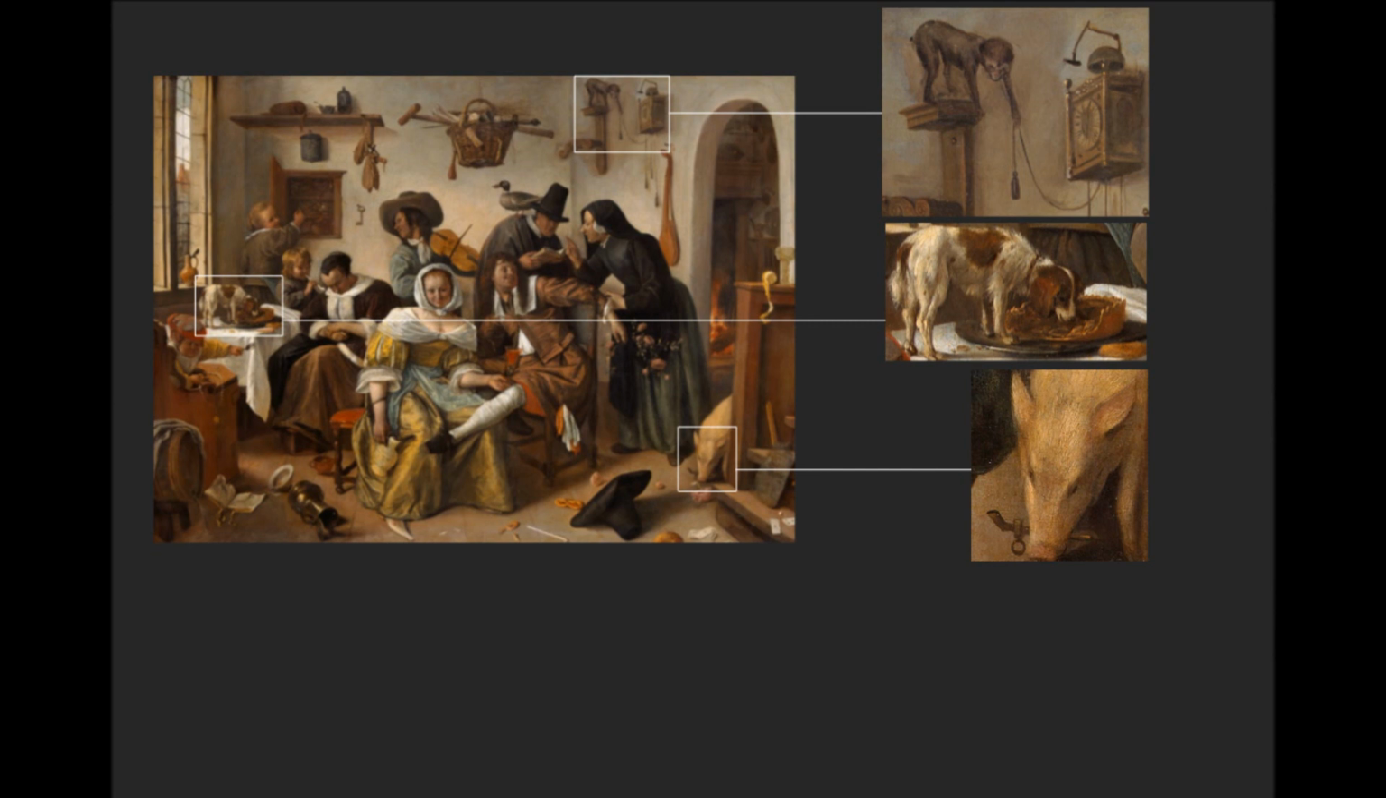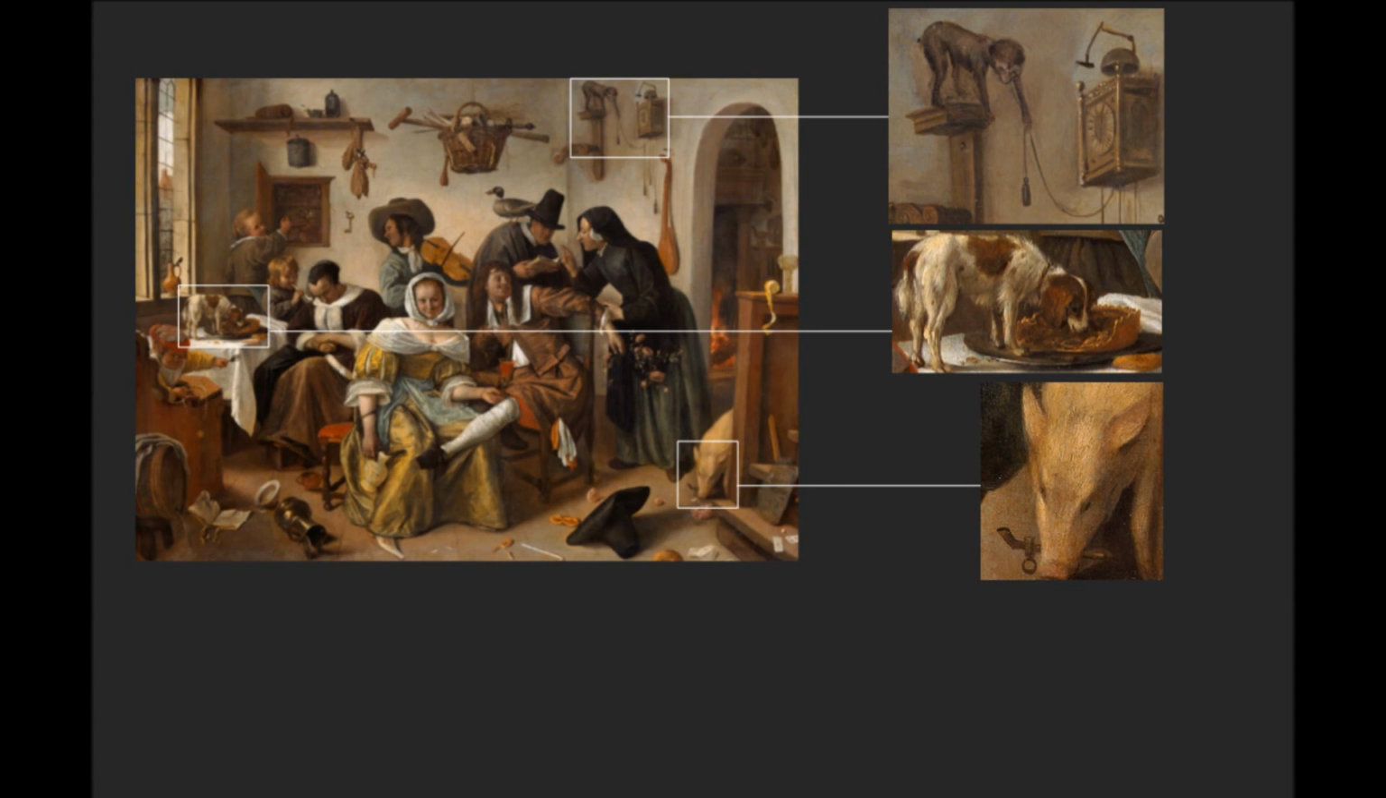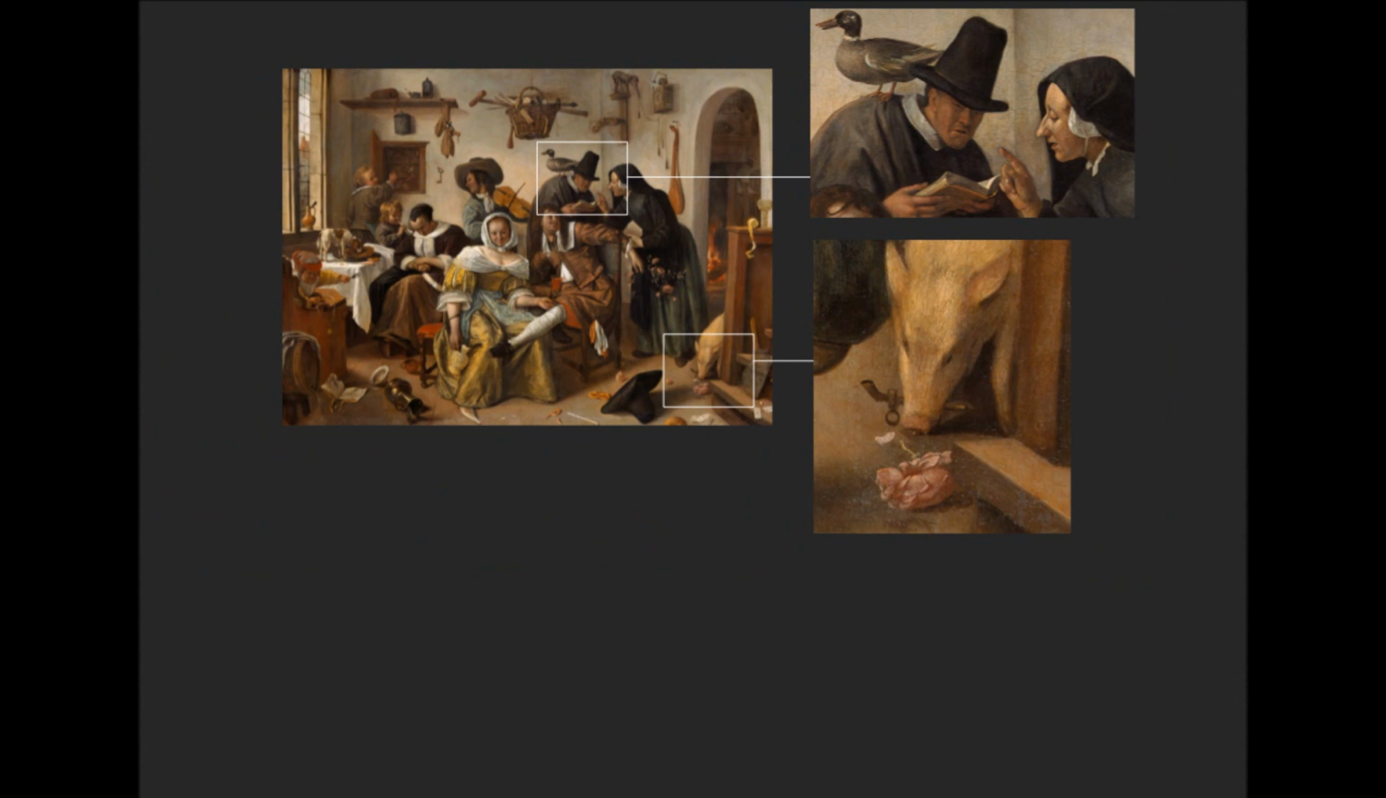The pig, which has run off with a tap to the barrel on the left, represents the idea of drinking to excess. Likewise, the quacking duck represents gibberish. Roses before the swine was a proverb about wastefulness.